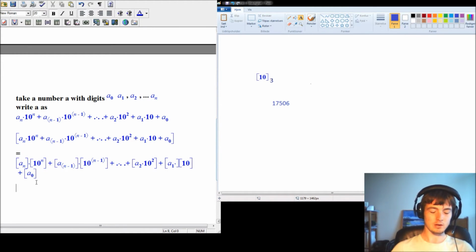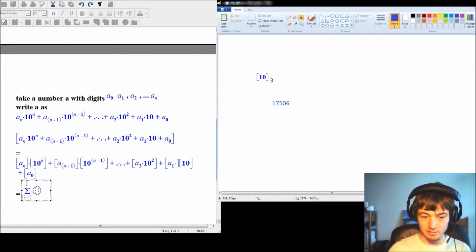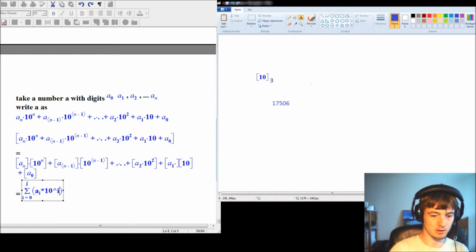I could write this with a sum. Mathematics is a language, I may have said that before, and this could be written as the sum from i equals 0 up to j. This has nothing to do with the complex i, the square root of minus 1, of a_i times 10 to the power i.